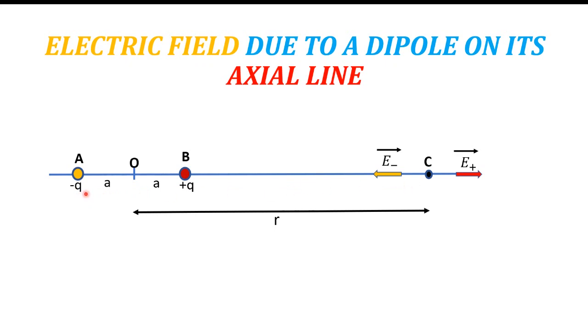So the field due to minus q will be in the direction of C to A. The dipole moment created by this dipole is always from minus q to plus q. It is in the direction of E plus, right?